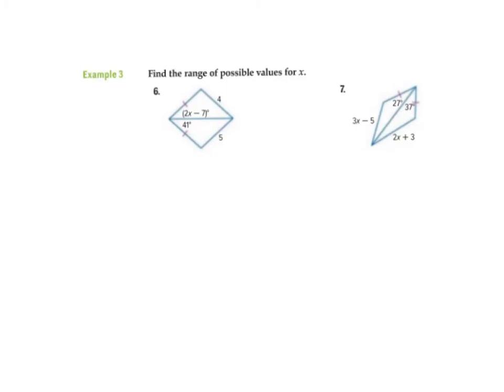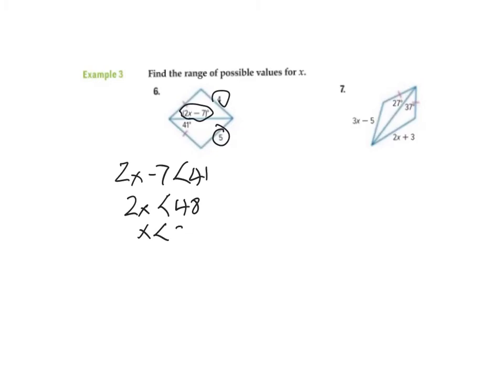Alright, so what do we know? We've got two sides that are congruent, and we've used that central line, that horizontal line. But as you can see, this 5 is greater than 4, so that means this angle must be smaller than 41. So we've got 2x minus 7 must be less than 41. Using basic algebra, 2x must be less than 48, so x must be less than 24.